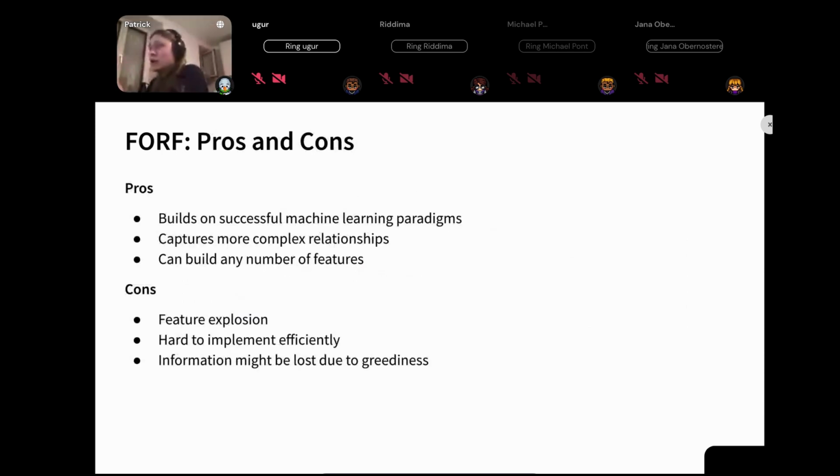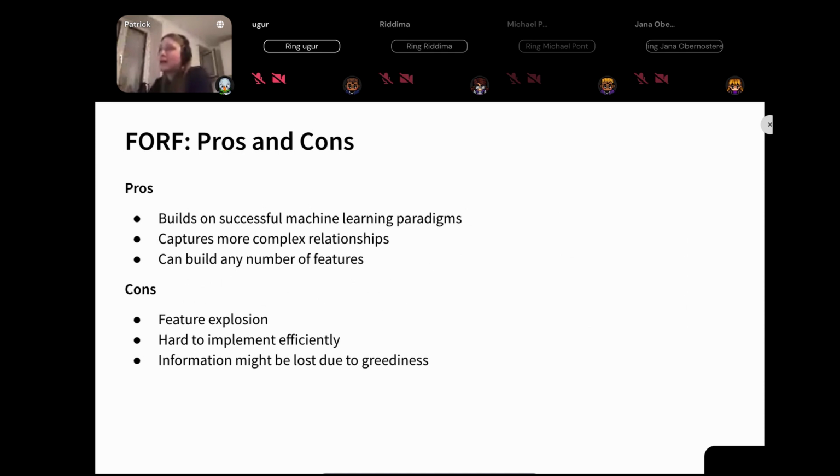So let's again talk about the pros and cons of FORF. The first pro that I really like is that it builds on a very successful machine learning paradigm. Random forest is one of the most cited papers in machine learning, and making use of that for relational learning and for this problem that we have here is obviously a good way to go.